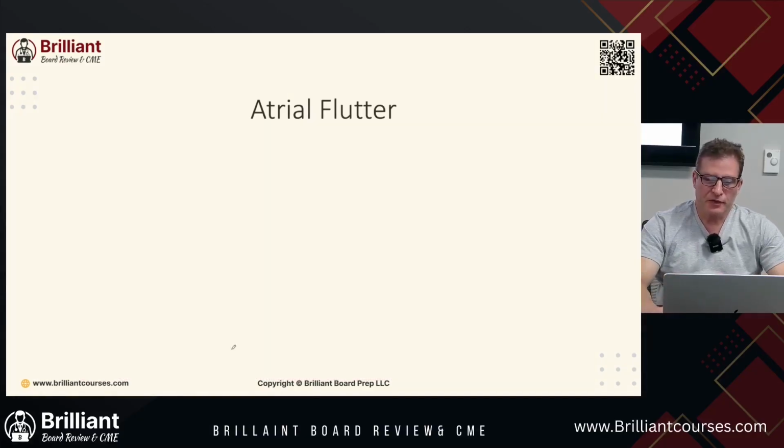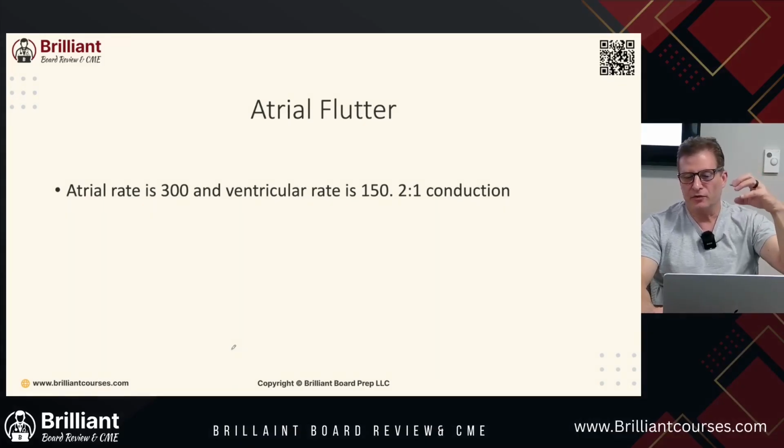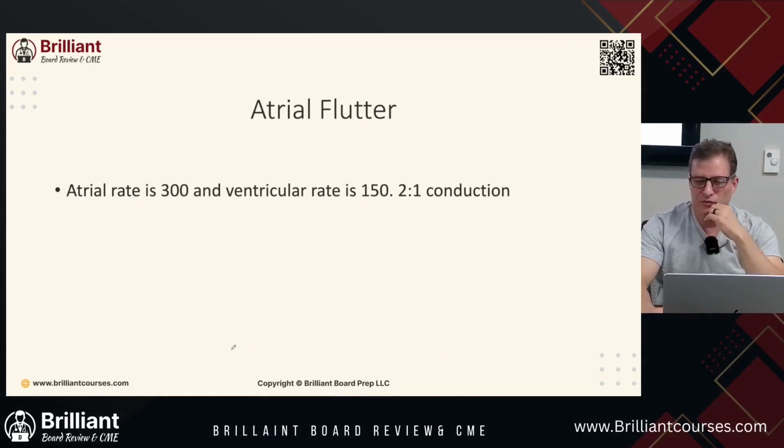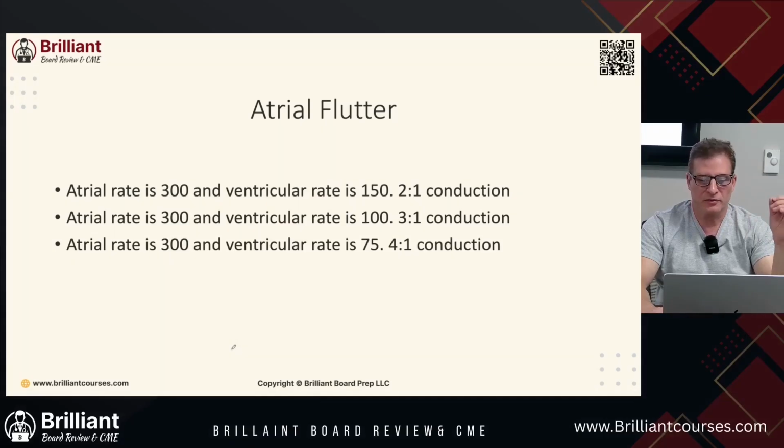So in atrial flutter, let's talk more about the atrial flutter rate. If the atrial rate is 300 and the ventricular rate is 150, there's a 2 to 1 conduction. 2 to 1 conduction refers to a situation where every other atrial impulse is conducted into the ventricles, resulting in a ventricular rate that's half the atrial rate. Make sense? So the atrial rate is 300, the ventricular rate is 150. If the atrial rate is 300 and the ventricular rate is 100, it's a 3 to 1 conduction. And if the atrial rate is 300 and the ventricular rate is 75, it's a 4 to 1 conduction.